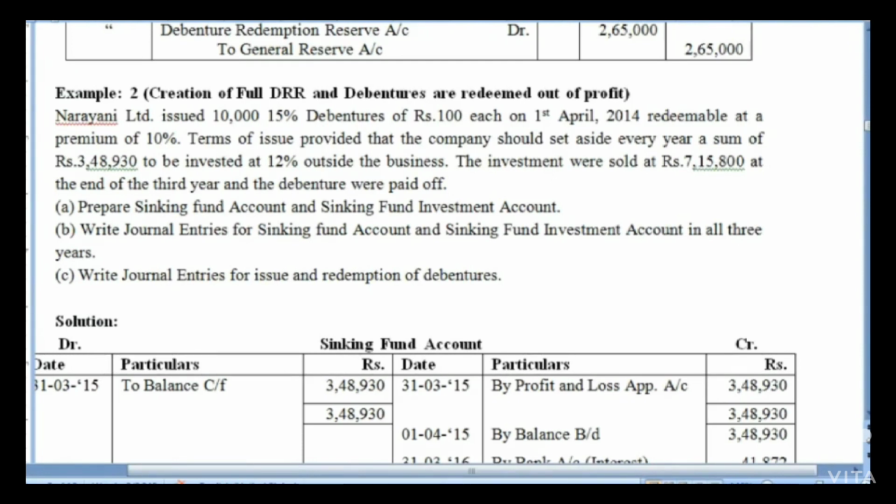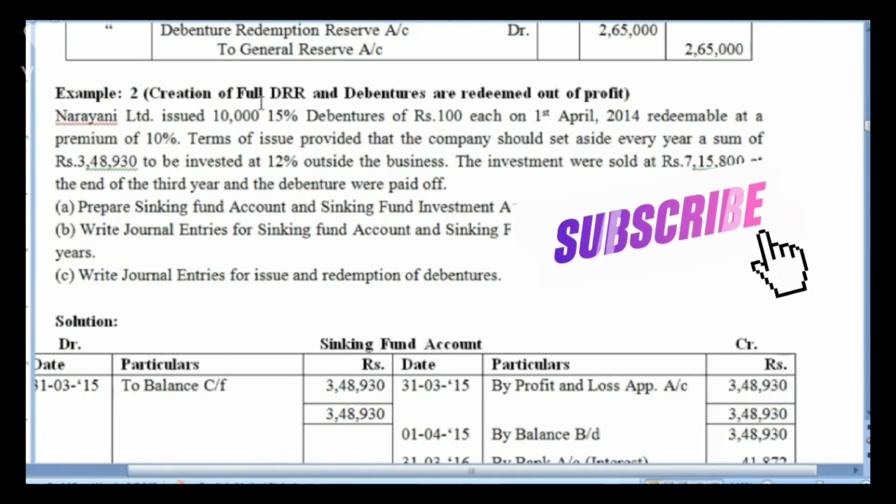Issue and redemption of debenture means all the points are included in the single example, right? Creation of sinking fund, that is called debenture redemption fund, that is called DRR. Investment account, that means debenture redemption fund, sinking fund investment account. Clear? So here we do not go for the creation of the minimum requirement of the redemption of debenture.